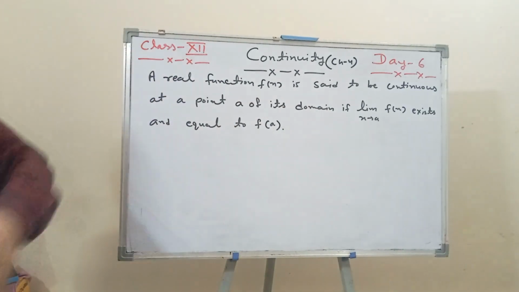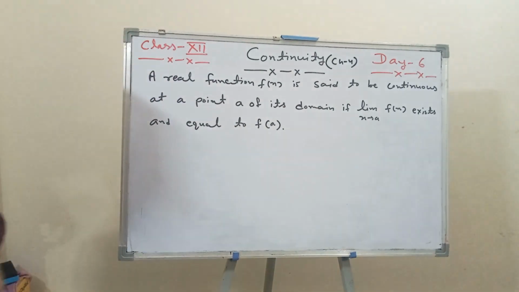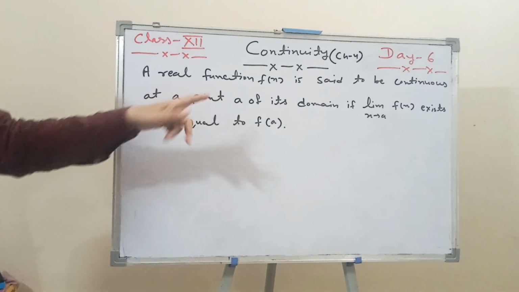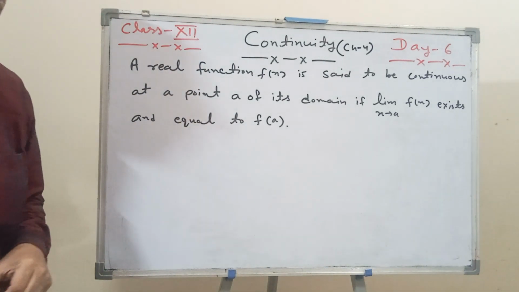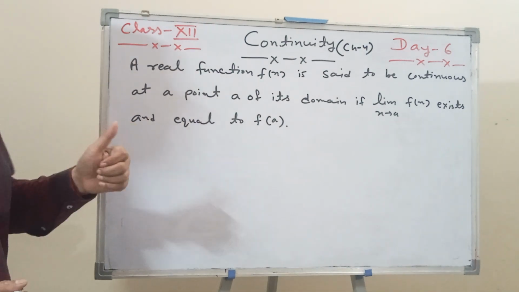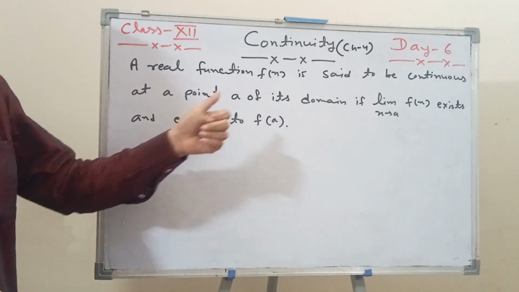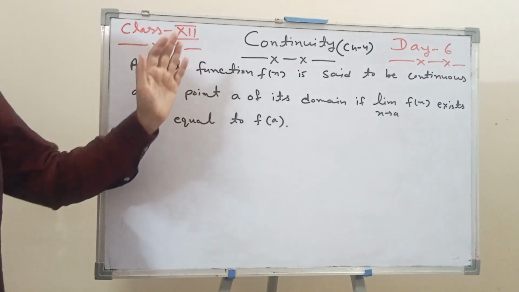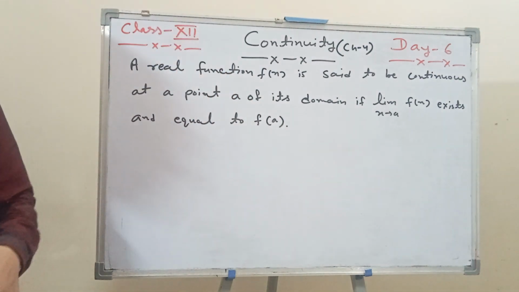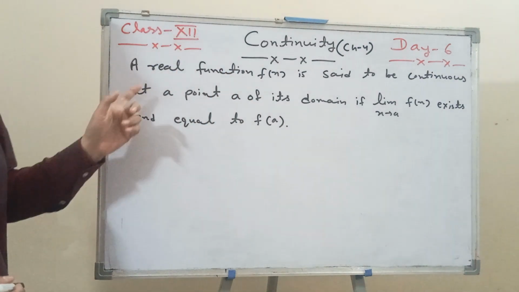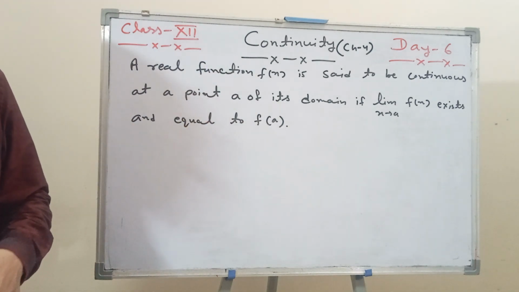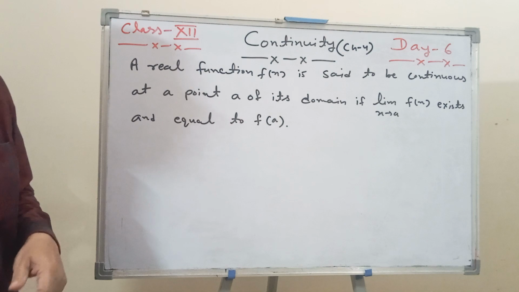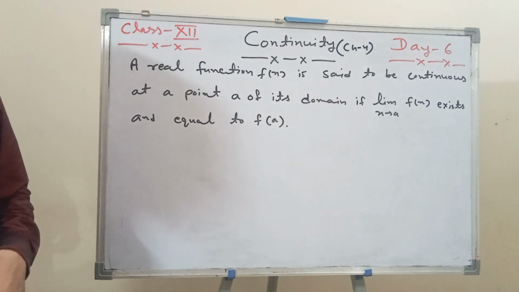A real function f(x) is said to be continuous at a point a of its domain if limit x extend to a f(x) exists and equal to f(a). Listen again. A real function f(x) is said to be continuous at a point a of its domain if limit x extend to a f(x) exists and equal to f(a).